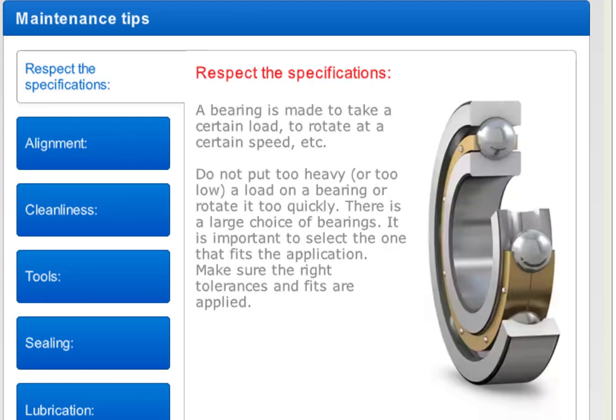A bearing is made to take a certain load and to rotate at a certain speed, and so on. Do not put too heavy or too light a load on a bearing, nor rotate it too quickly. There's a large choice of bearings. It's important to select the one that fits the application and its operational conditions. Make sure as well that the right tolerances and fits are applied.